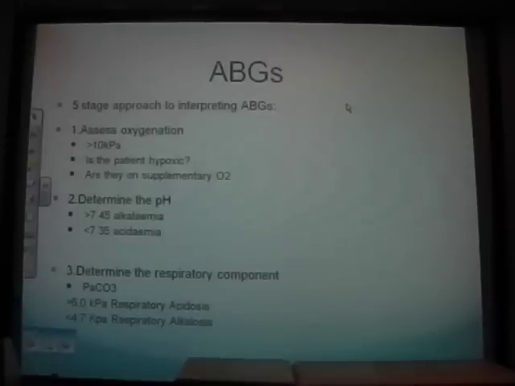Then you need to determine the respiratory component. So it's not CO3, it's CO2. Massive error there. But anyway, just check their carbon dioxide levels. And if it's above 6, then you're thinking about respiratory acidosis. If it's below 4.7, in these it's 4.7, you think about alkalosis, okay? That's the other way around.